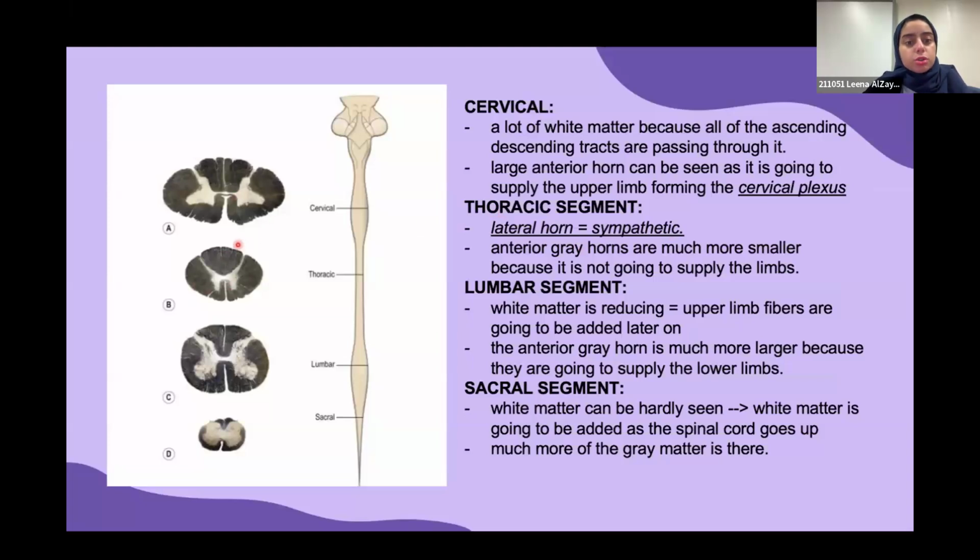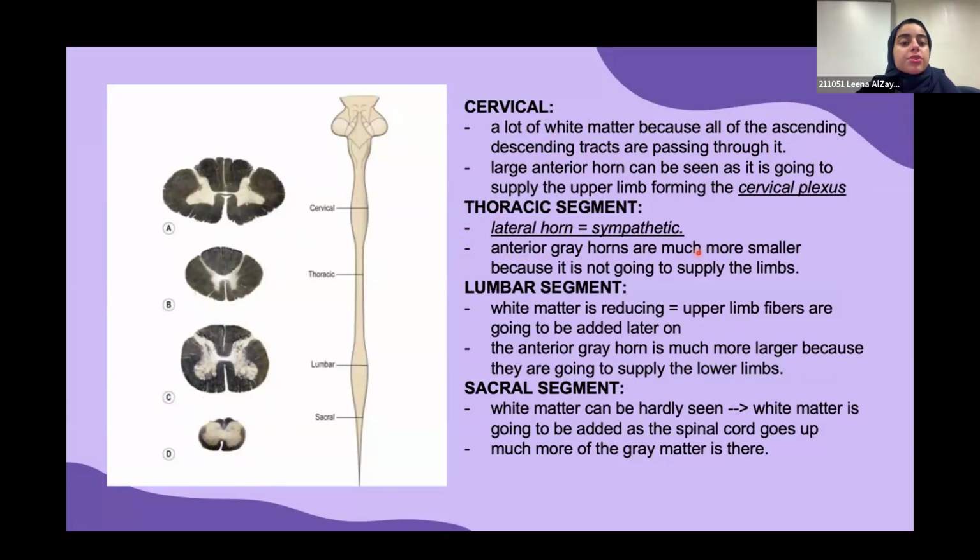So basically what you have to know is the cervical, the thoracic, the lumbar, and sacral, this is how they look. The cervical has a lot of white matter because of all the ascending and descending tracts, and has a large anterior horn because it creates the cervical plexus. Okay, so that's why you have the large anterior horn. On the other hand, the thoracic has a lateral horn, which you can see here, because of the sympathetic.